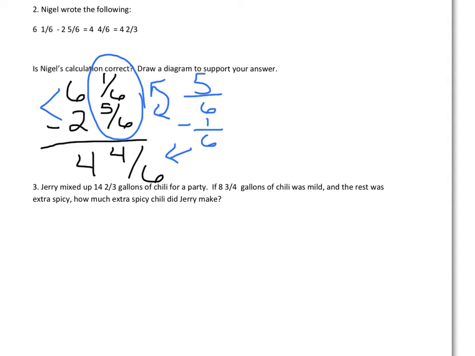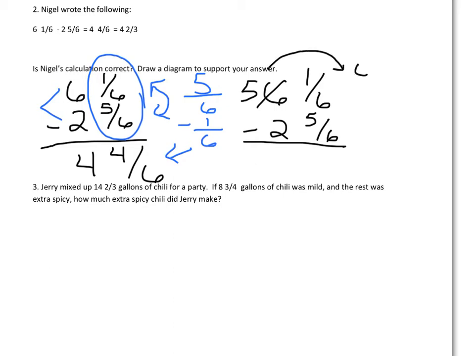Here is what the problem should have looked like. 6 1/6 minus 2 5/6. You would have to regroup to start, and the 6 would become a 5. You would be adding, by regrouping, a 6/6 to this fraction. 6/6 plus 1/6 would equal 7/6. 7/6 minus 5/6 would equal 2/6. And 5 minus 2 would equal 3.